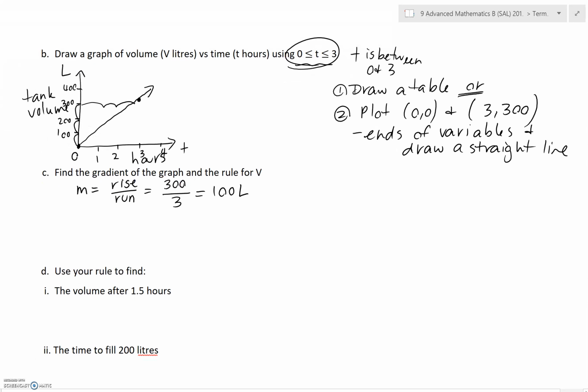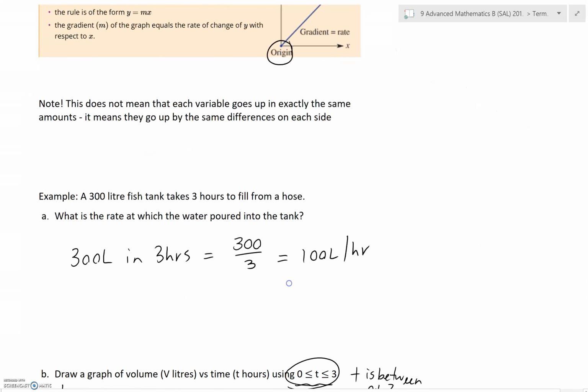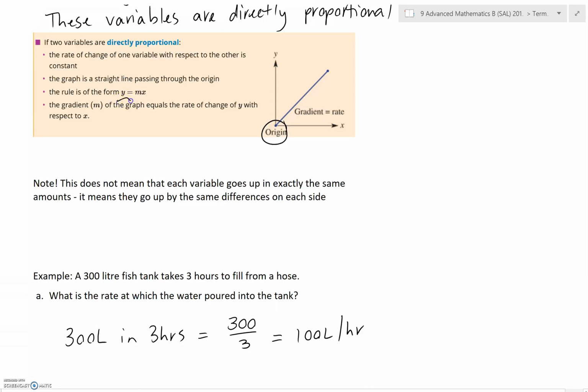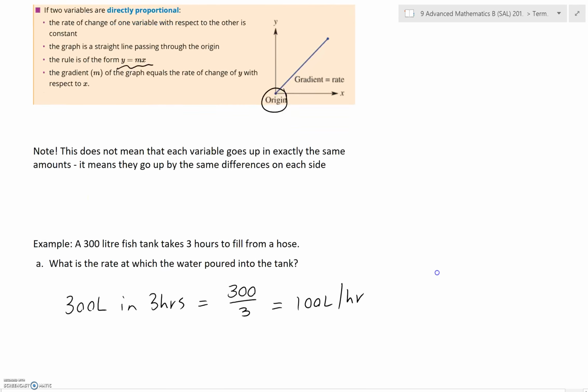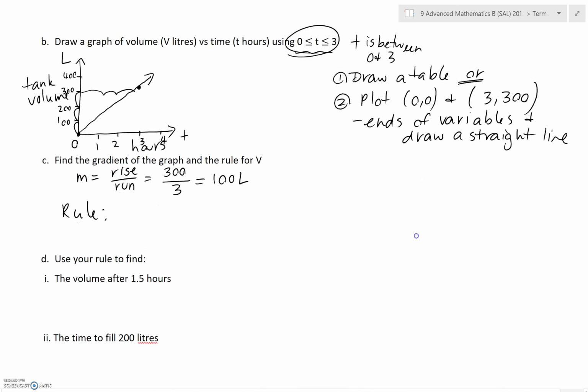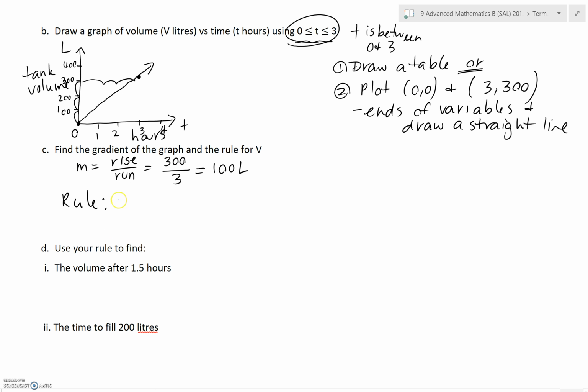Now we've got this, it's pretty easy to write the rule. I'm just going to whiz back up here. We know the rule is going to be in this form because these two are directly proportional, as they're going up at a constant rate per hour. So our rule here is going to be volume equals 100 litres per hour times time, or the number of hours. We can simplify that to V equals 100T. We don't need the litres here, we just need the number. And we've got our rule.